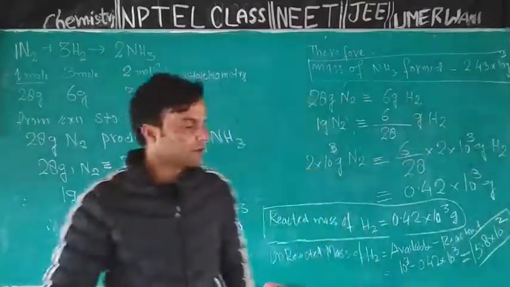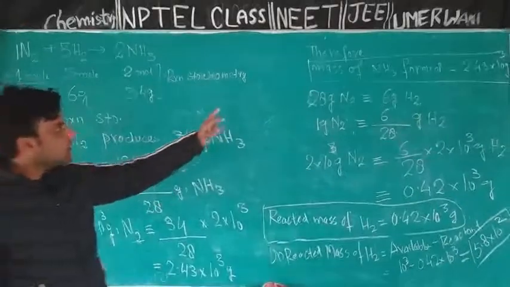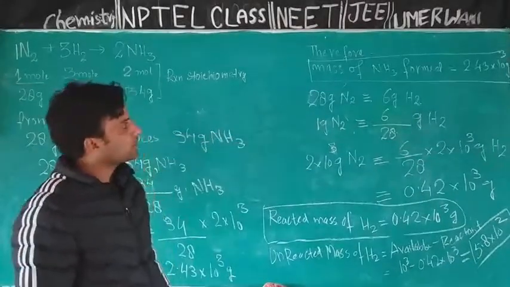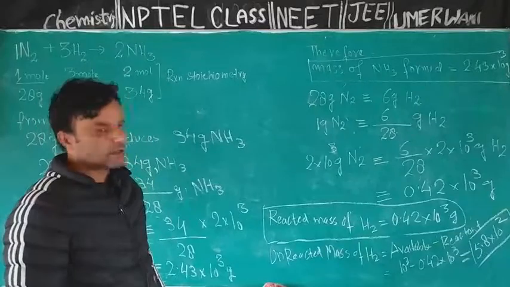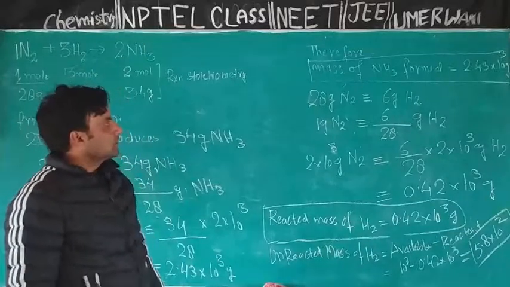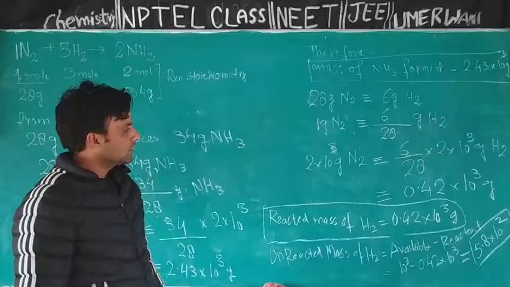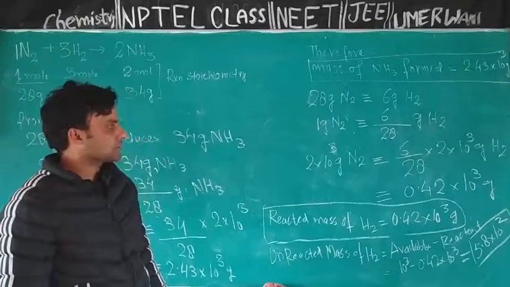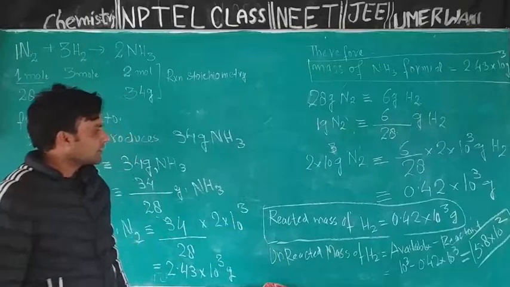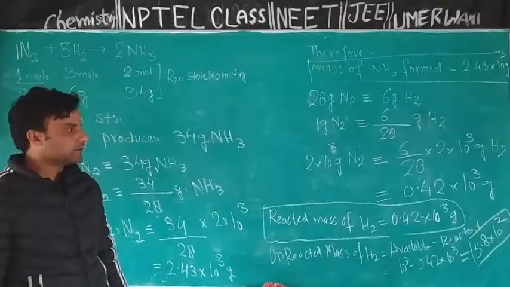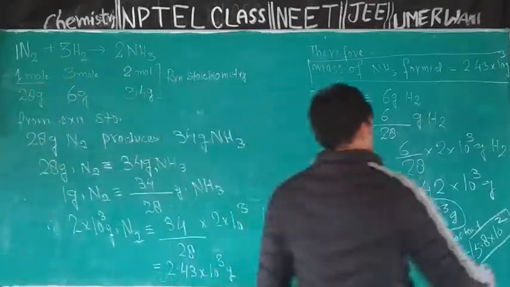3 answers I got now. First answer, mass of ammonia formed is 2.43 into 10 raised power 3. Second answer, reacted mass of hydrogen is 0.42 into 10 raised power 3. Third answer, unreacted mass of hydrogen 5.8 into 10 raised power 2 grams.